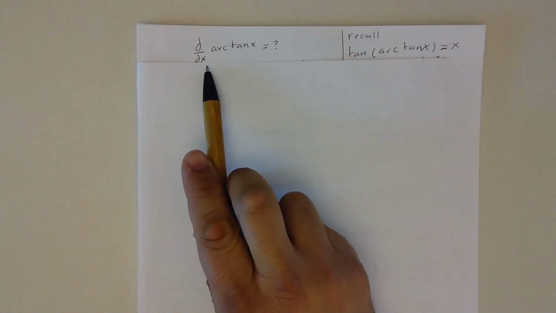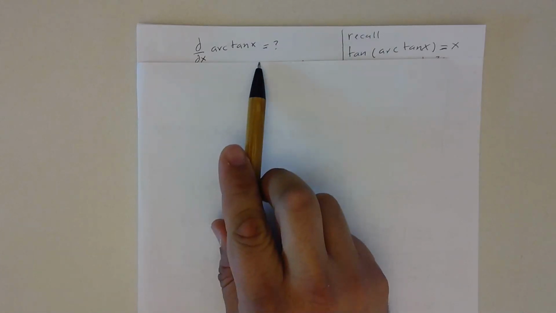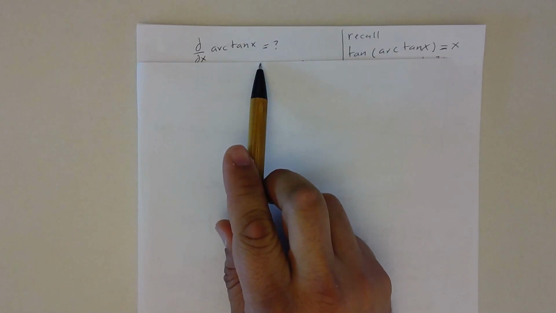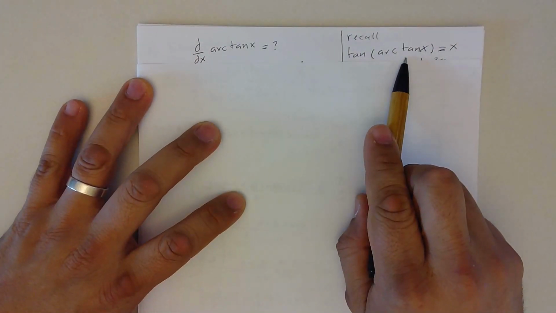Hello, today I will talk about how we can get the derivative of an inverse function. For that, let's start with an example. Suppose that we need the derivative of the arccotangent of x. We don't know what that is right now, but we know this property because it is the inverse function.